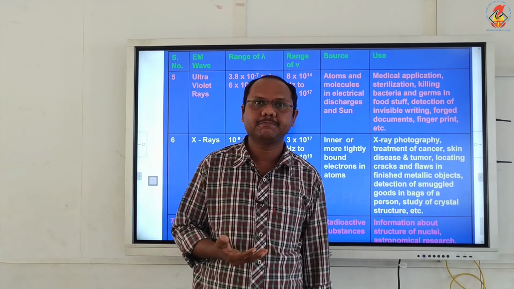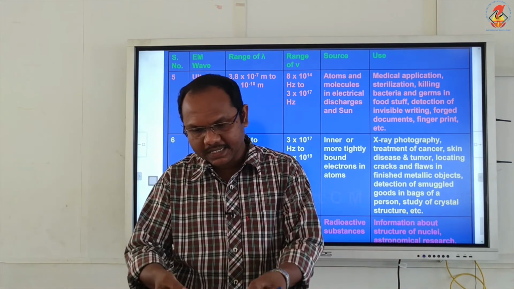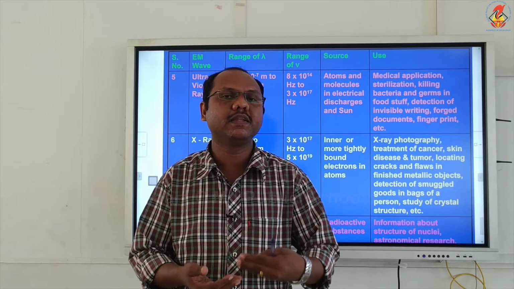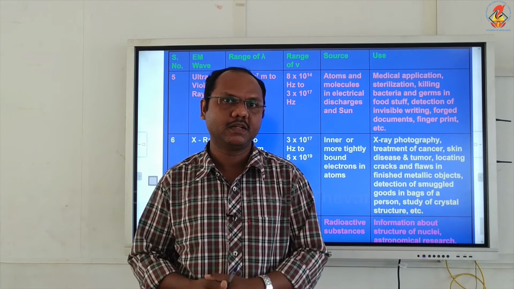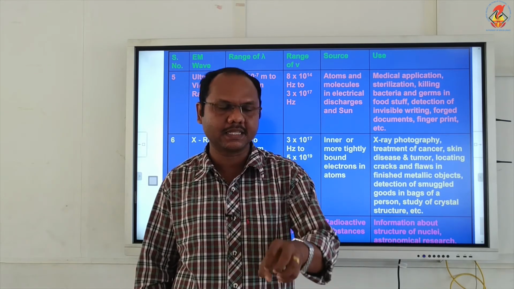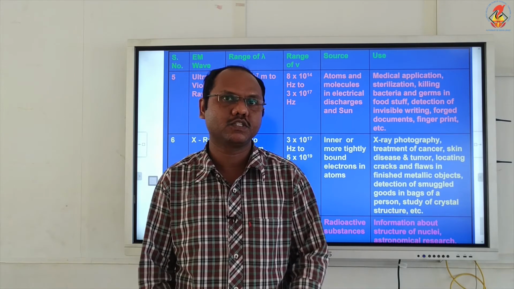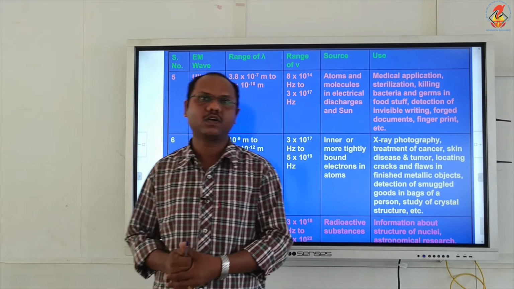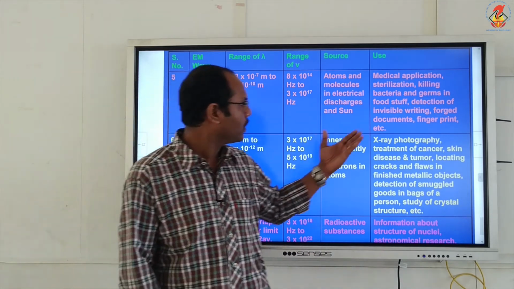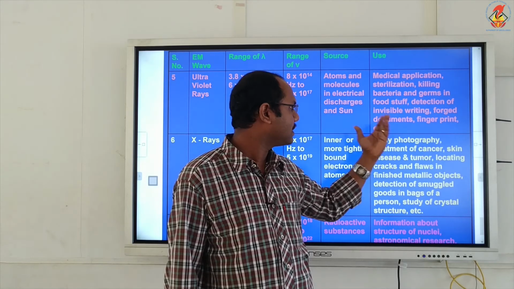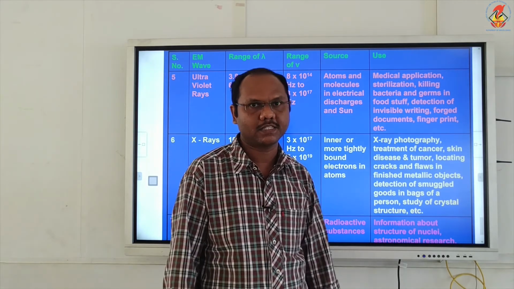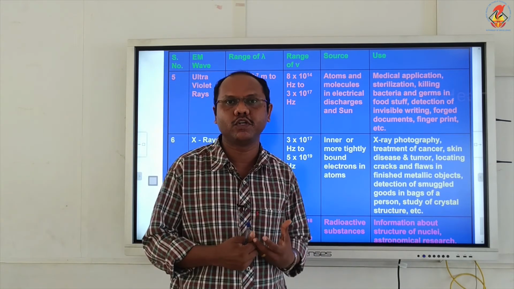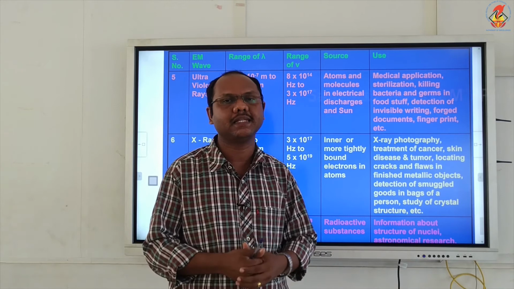In our currencies, if we hold the currency under UV light, you can see if it is fake currency, it will be displayed. Otherwise, for the actual currencies, some invisible writings will be displayed. So based on that, you can just see whether the currency is fake or real. And we can detect forged documents and fingerprints, etc. by using UV rays. And UV rays exposure in high amount is harmful to our body. It can cause skin cancer.